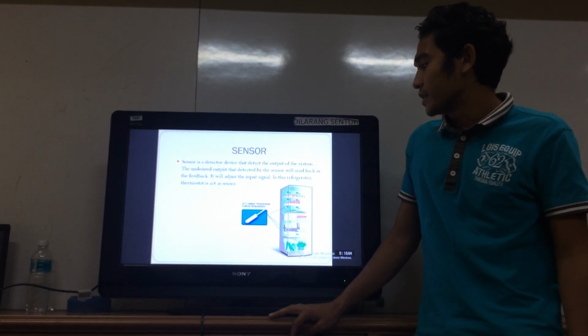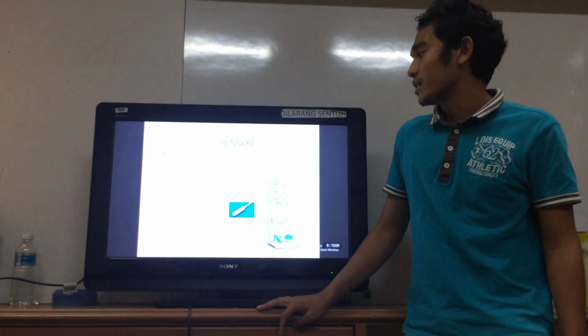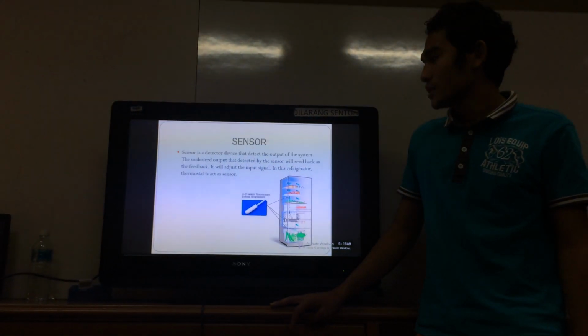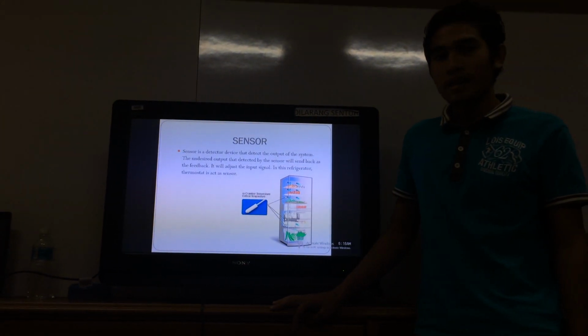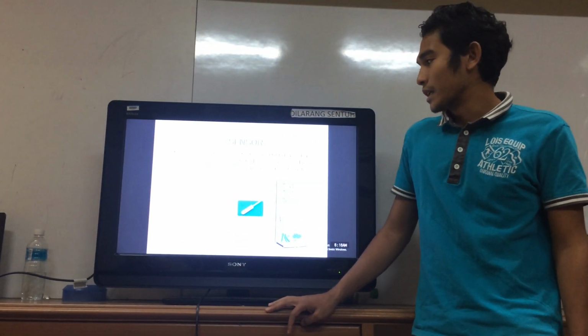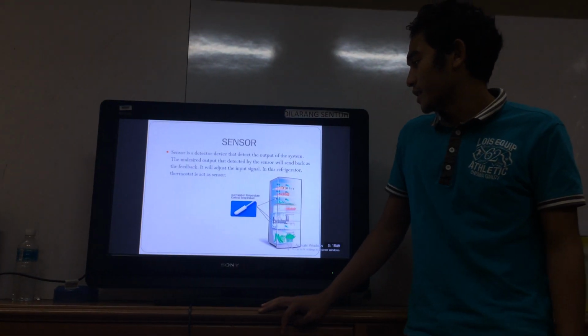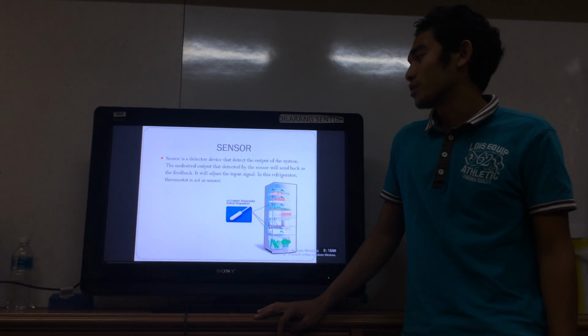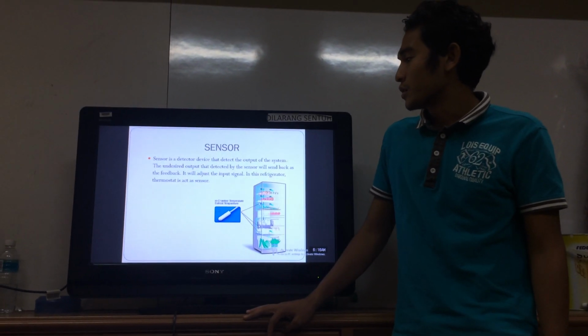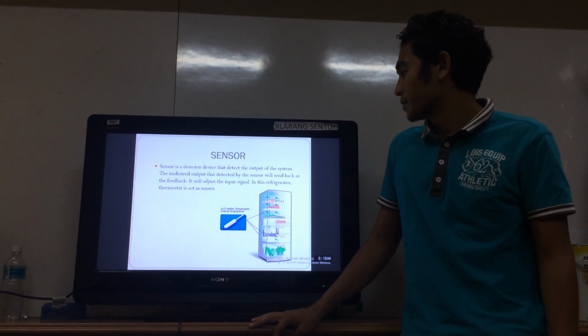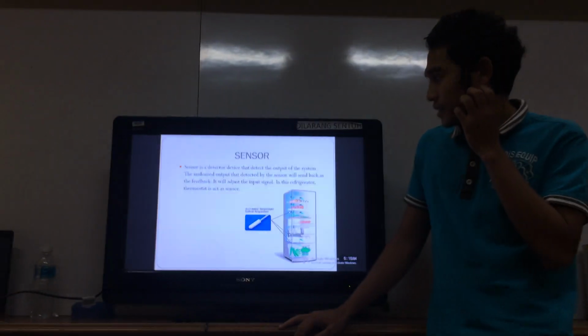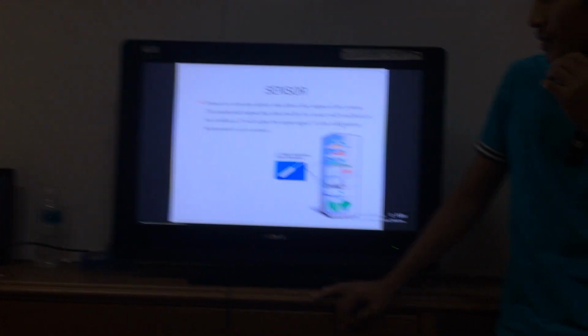Then the last one is the sensor. The sensor is a detector device that detects the output of the system. When we get an undesired output, the sensor will detect it and send it back as feedback to the controller, and then the controller will adjust the input signal back. This is our sensor, which is a thermostat.